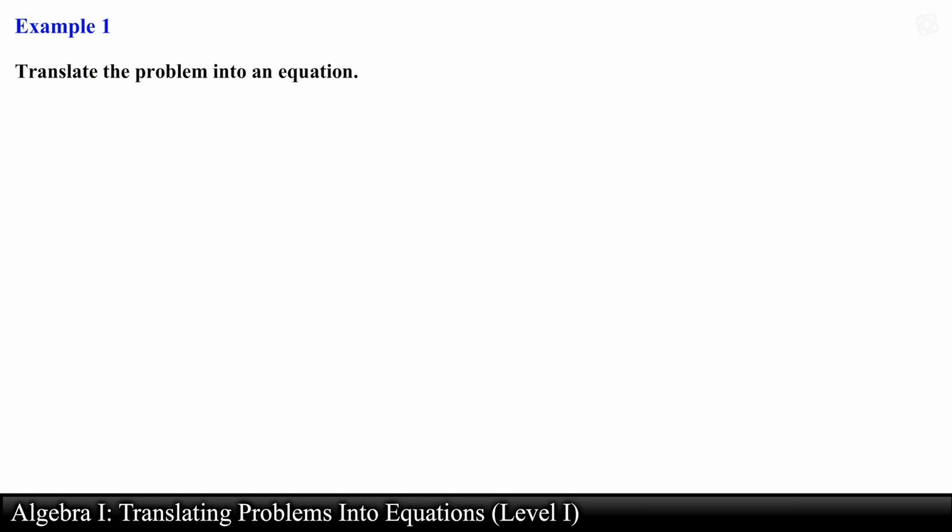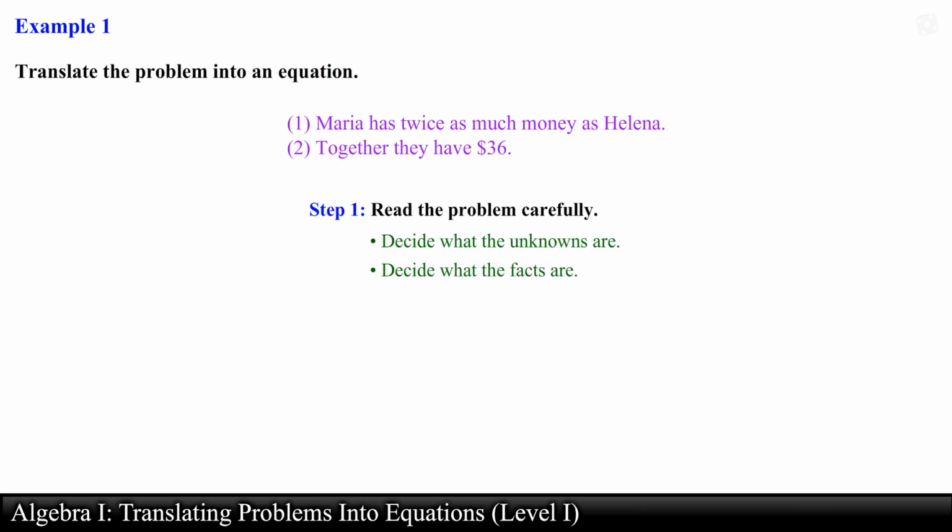Translate the problem into an equation. Maria has twice as much money as Elena. Together, they have $36. Alright, step 1 is to read the problem carefully and determine the unknowns and the facts. The facts of this problem are represented by the numbered sentences.